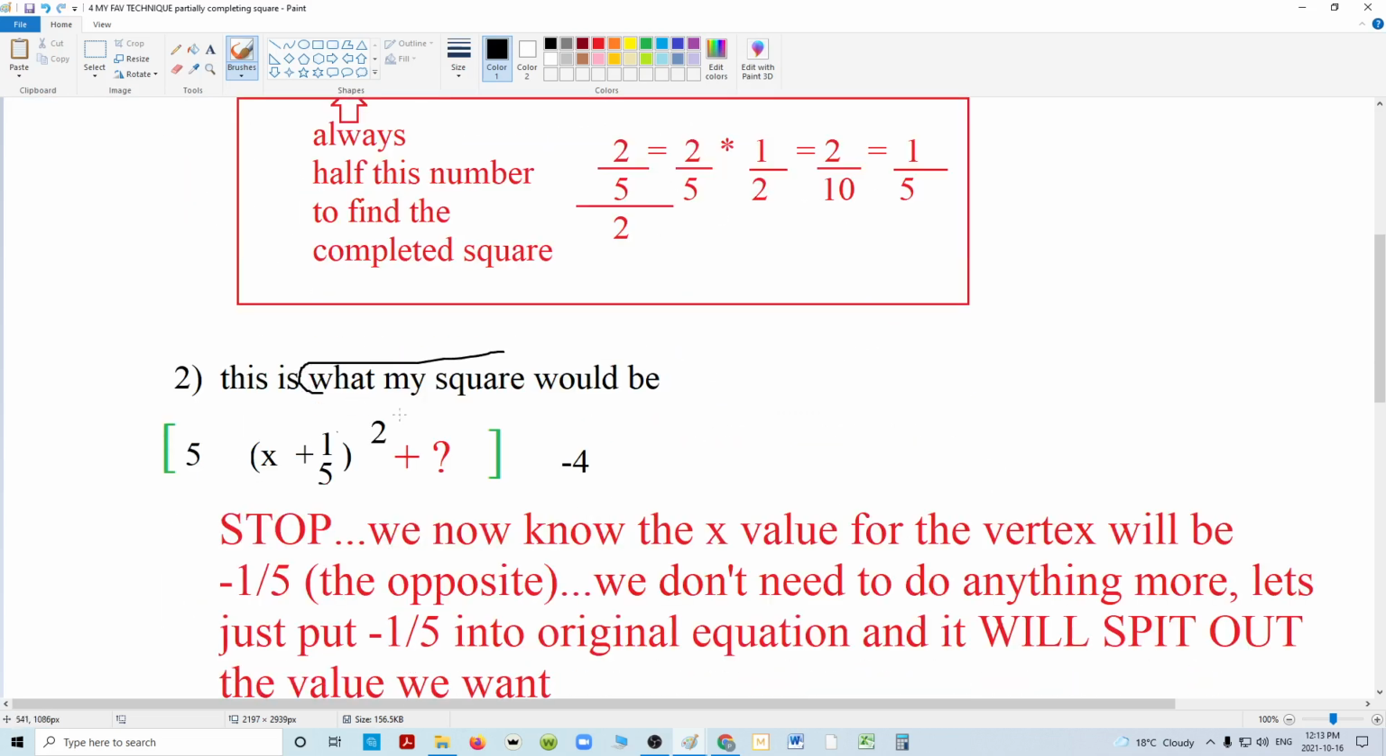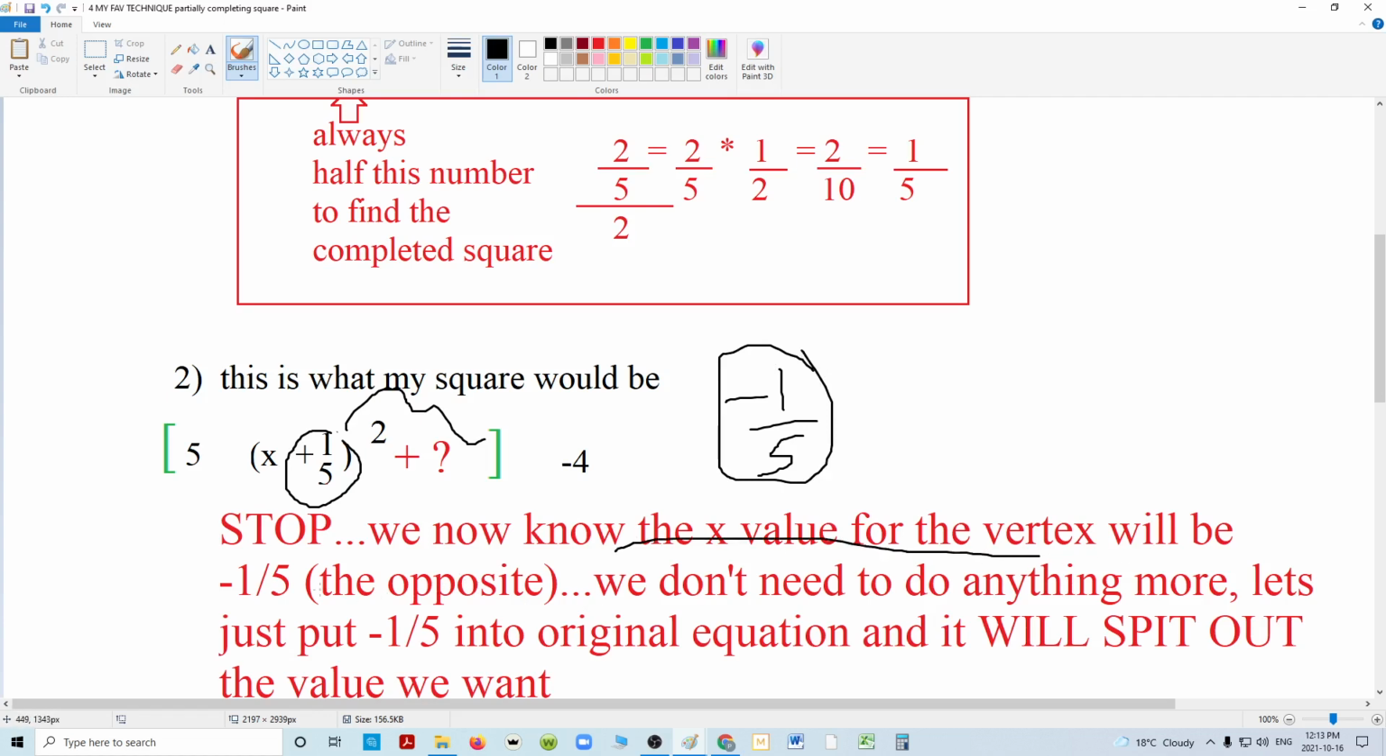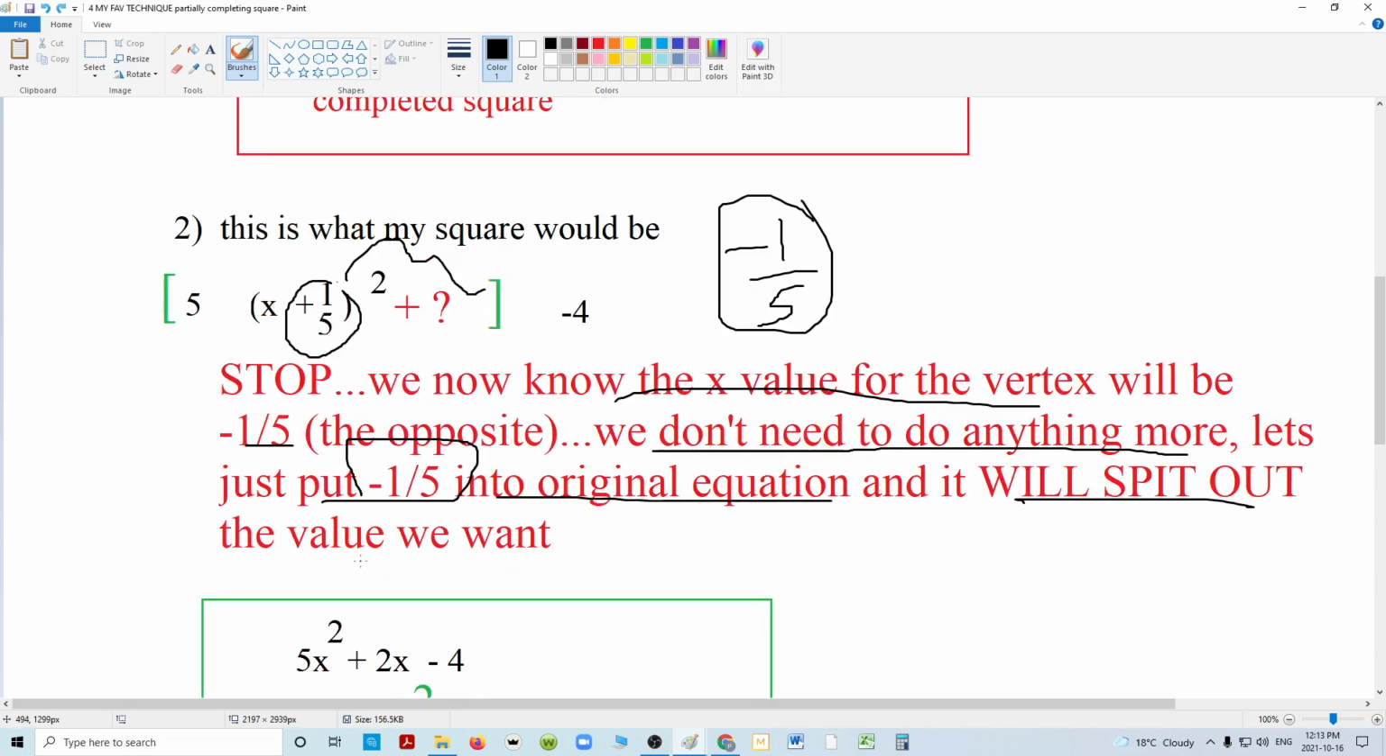So this is where my square would be, and I'm worried about that extra number, but stop, because you'll find that figuring out that extra number is the pain in the butt part, right? We now know, however, from this alone, my x value of my vertex is that. Well, that's great. We now know the x value for the vertex is minus 1/5, which is always the opposite of what's in here. We don't need to do anything more. Let's just put minus 1/5 into the original equation, and it will spit out the value we want.